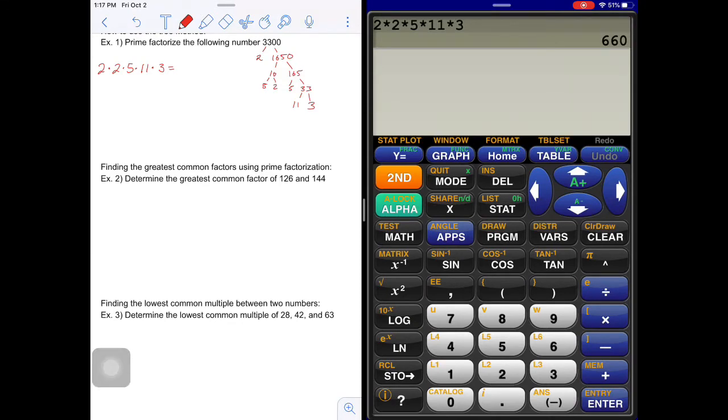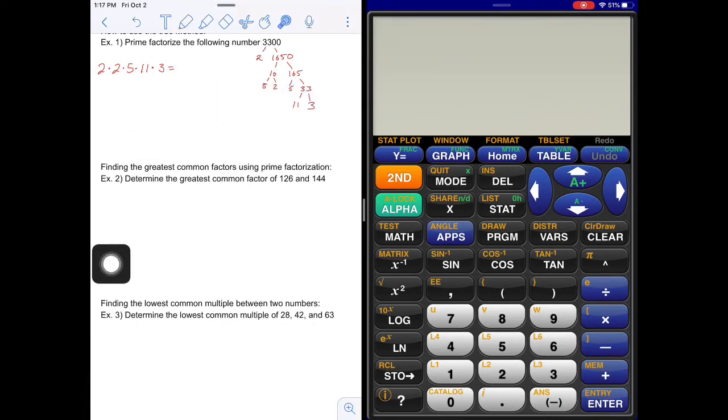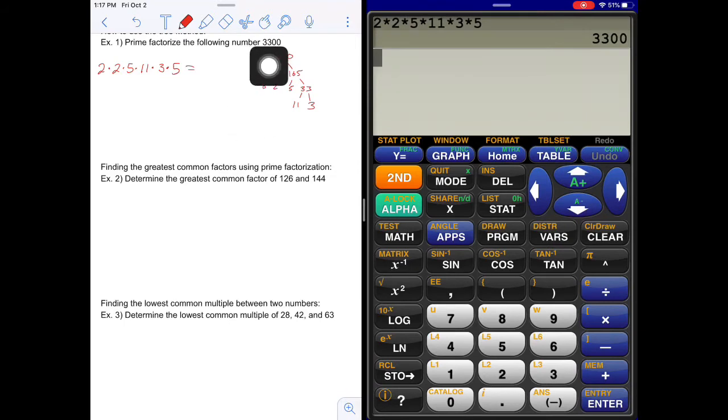Oh, I missed a 5. There's a 5 right there. So I had one 5, I missed the other. So we've got to multiply by 5 in here. And this is how you can check your answer. You can see how useful this is to check your answer. So it's actually 2 times 2 times 5 times 11 times 3 times 5. There you go. And that gives you 3,300.